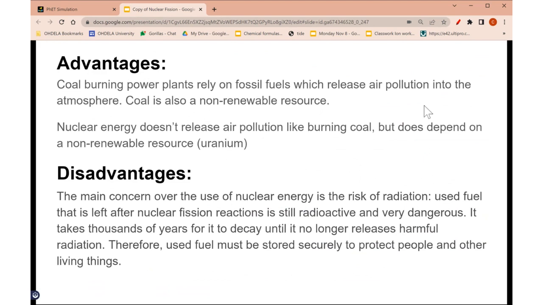Okay, so the advantages: less air pollution, no air pollution with nuclear products, but it's also non-renewable, as is coal. The disadvantage is it's very dangerous and takes thousands of years to decay, it's harmful.